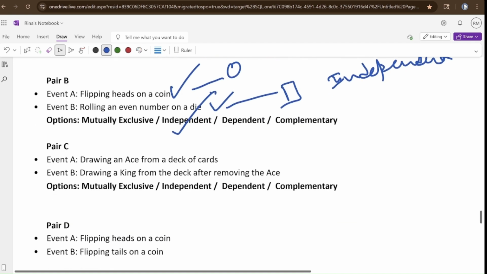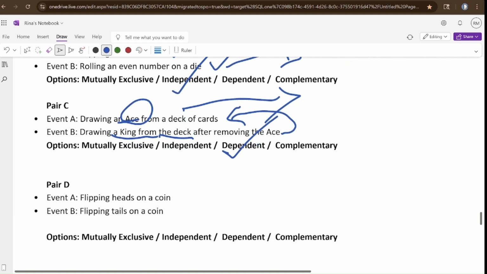Next one. Drawing an ace from a deck of cards, then drawing a king from the deck after removing the ace. See, these are related. First you are drawing this one, and after you have drawn, you have removed it. Then you are drawing again a card which you want to be a king. So you can easily see that one is dependent on the other. So this is dependent.